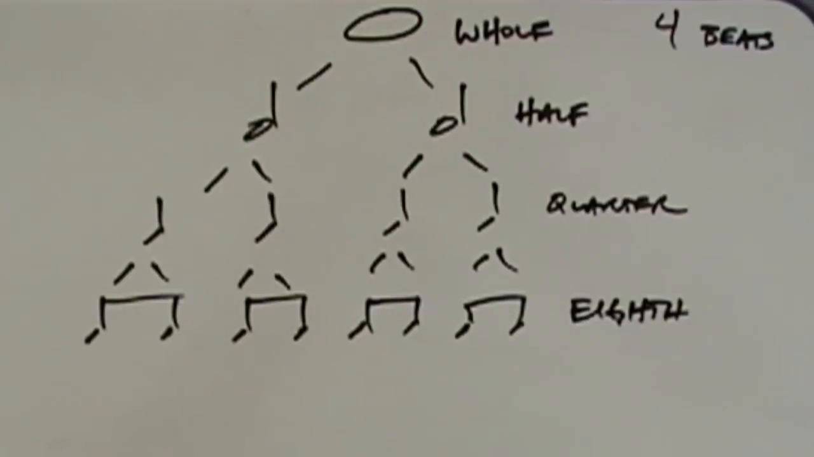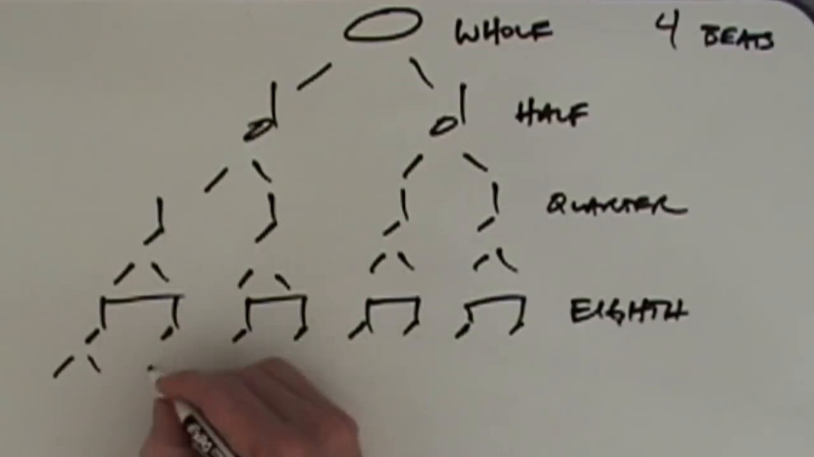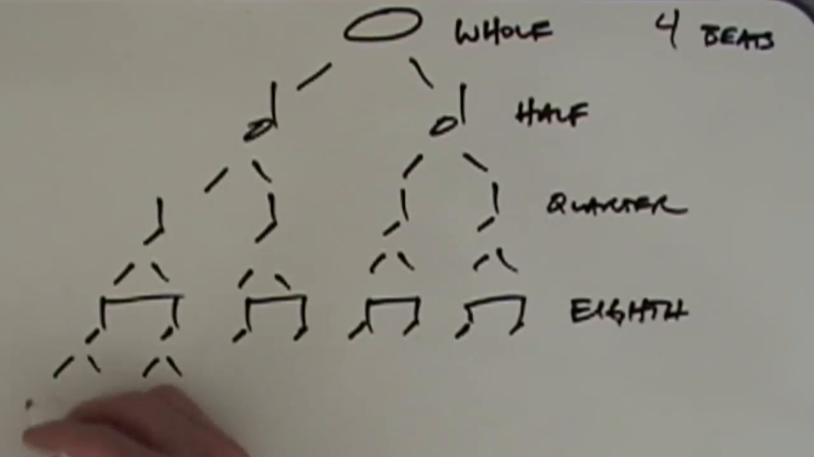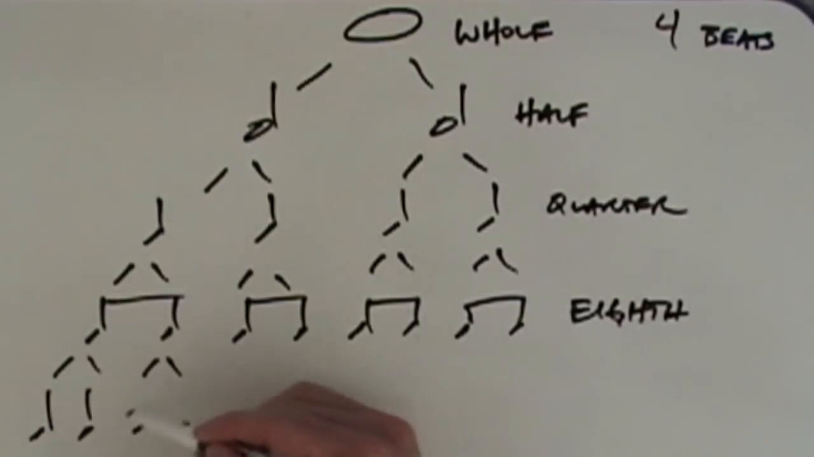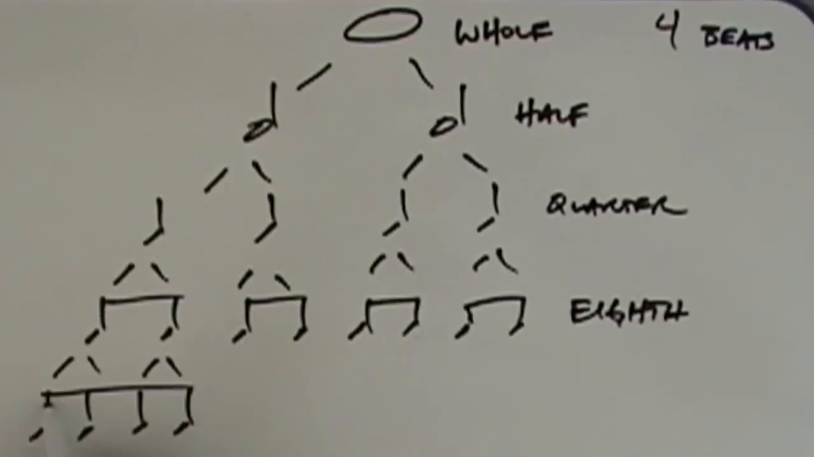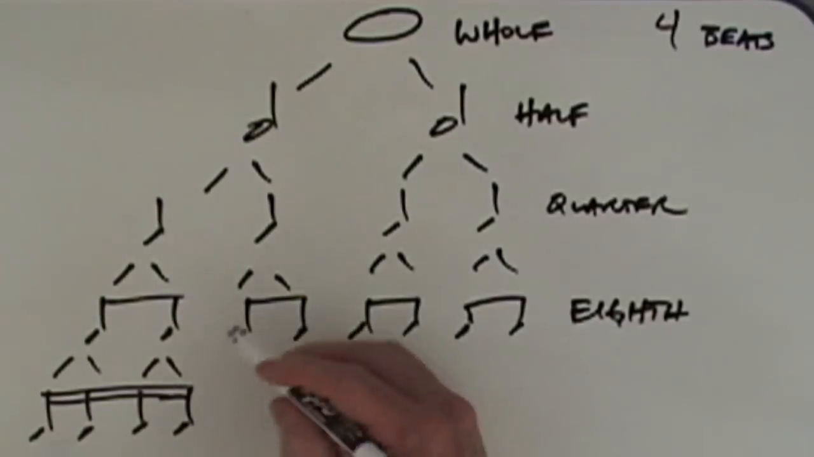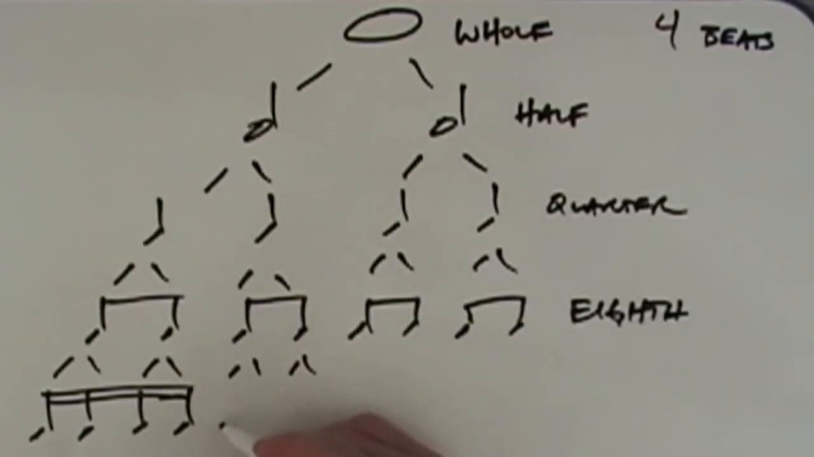And then each of the eighth notes will break down into 2 sixteenths each. I'll actually connect all 4 of them with a beam like this. Okay? So these will be your 16th notes. Each eighth note breaks into 2 16th notes, and then the 4 of them together, beamed together like this, will equal 1 beat.